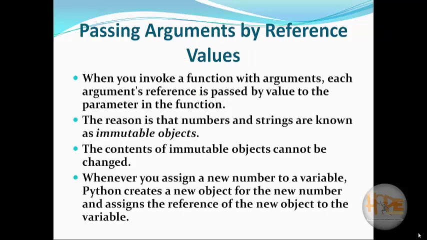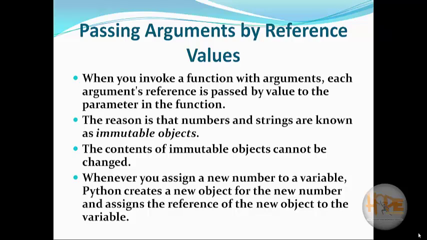Now we see passing arguments by reference value. When you invoke a function with arguments, each argument's reference is passed by value to the parameter in the function. The reason is that numbers and strings are known as immutable objects. The contents of immutable objects cannot be changed.